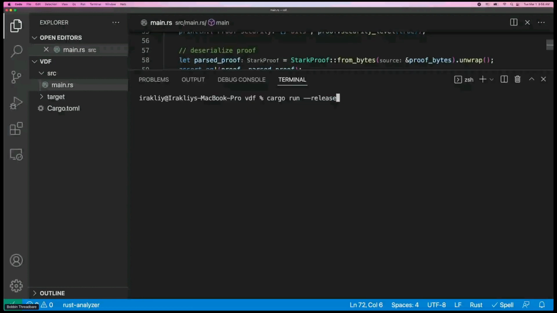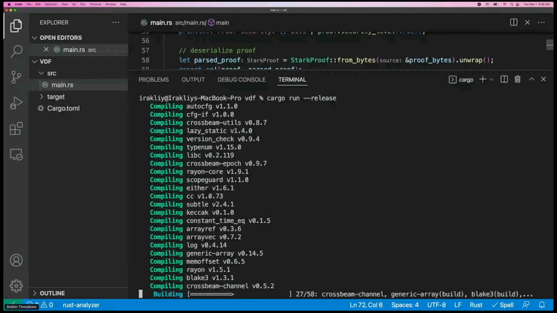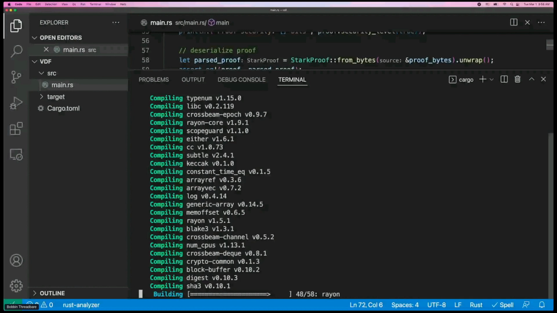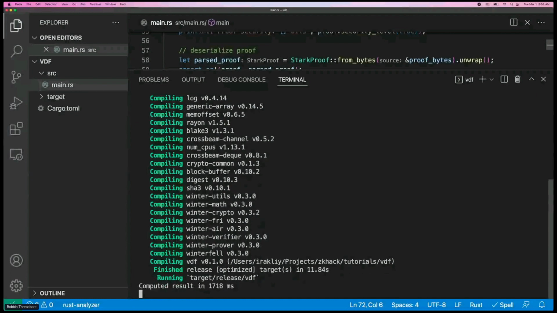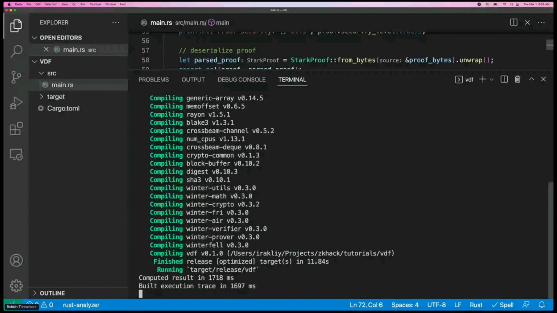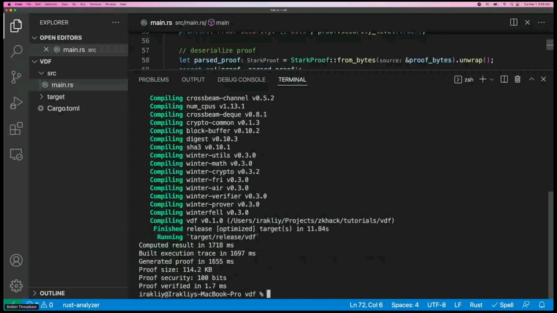So it's going to compile. All right, so what do we get from this? First, actually running the computation took about 1.7 seconds, which is what I was aiming at. Executing this function for 1 million steps takes about 1.7 seconds.